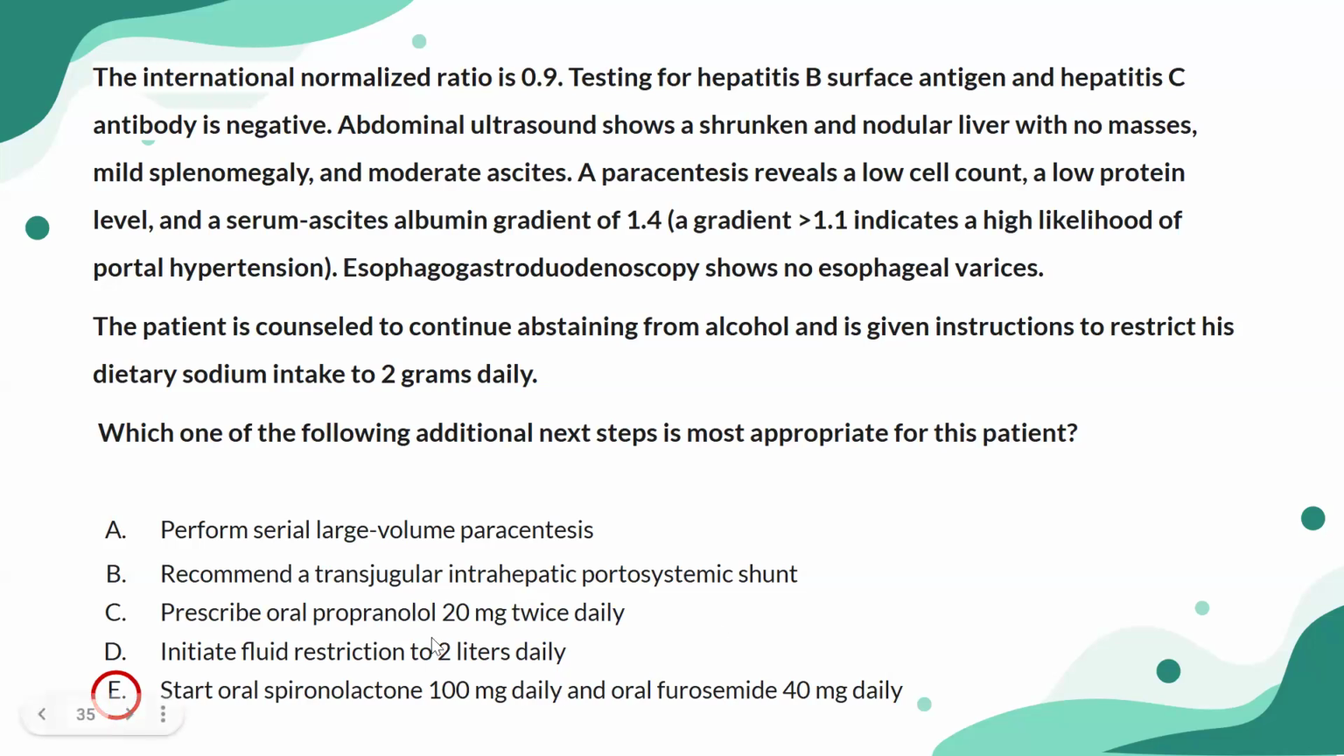And so the answer is E, start oral spironolactone and oral furosemide because we want to get rid of his excess fluid, ascitic fluid in his abdomen. And using diuretics is the best way to do that.